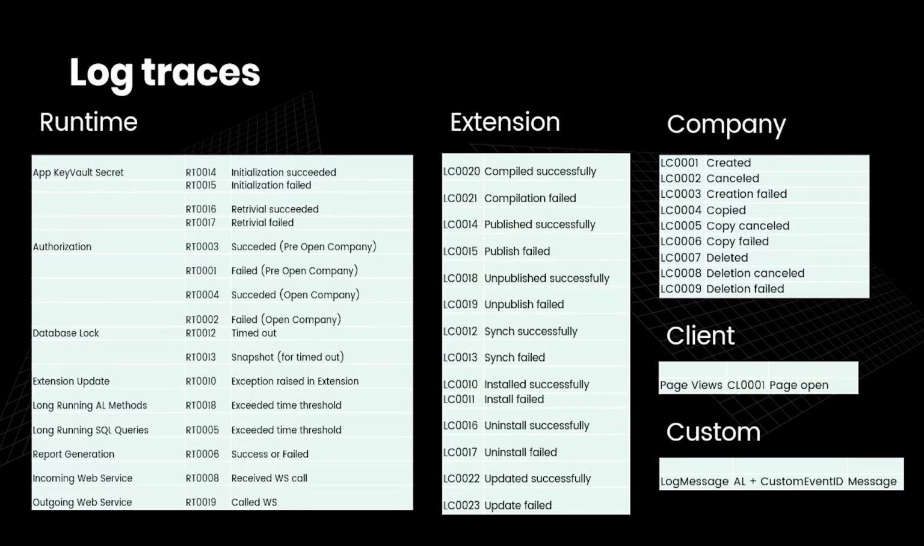Which are then these log traces and what are they keeping track of? This could be divided into four main categories: runtime, lifecycle, client, and custom events. RT, LC, CL are the typical prefixes that you will find in standard traces, while custom traces have AL as prefix, plus the one that you would like to add as your own custom event ID.